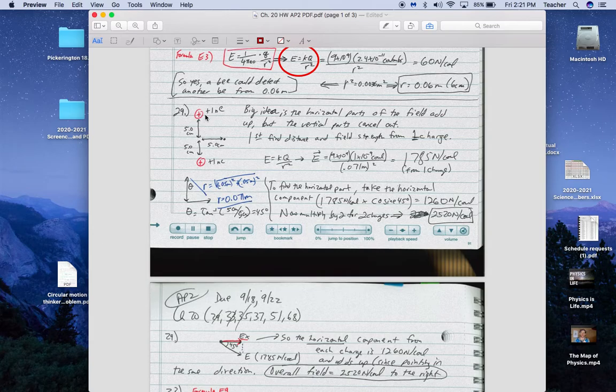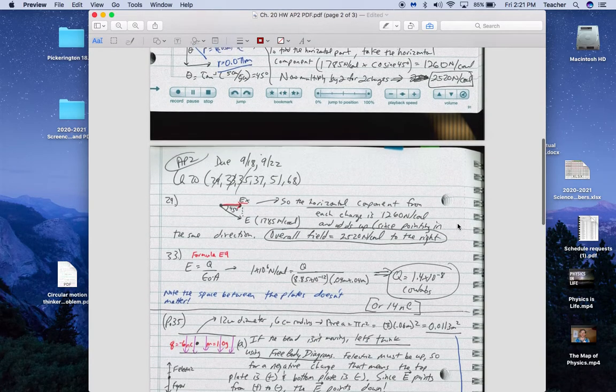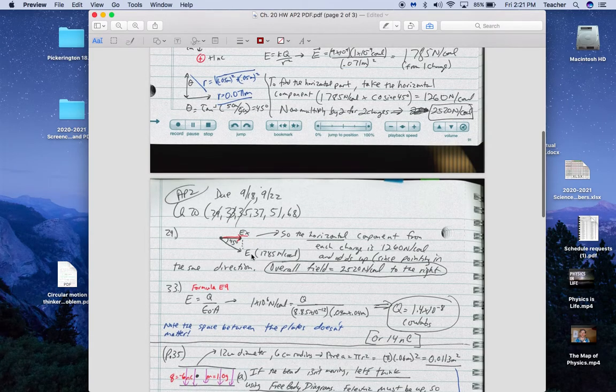charge. Well, now I know that from the bottom charge, the vertical part of the field will cancel out, but the horizontal part won't. And since it's the same amount of charge and the same distance away, it would have the same amount of horizontal electric field that's created. So therefore, 1260 times 2 gives me 2520 newtons per coulomb. So I visualized it like this a little bit better. So this is still part of 29 up here.